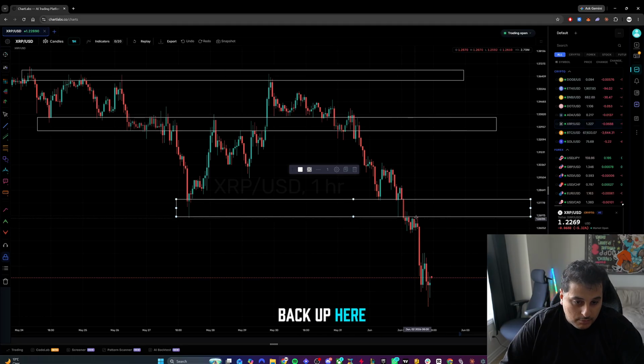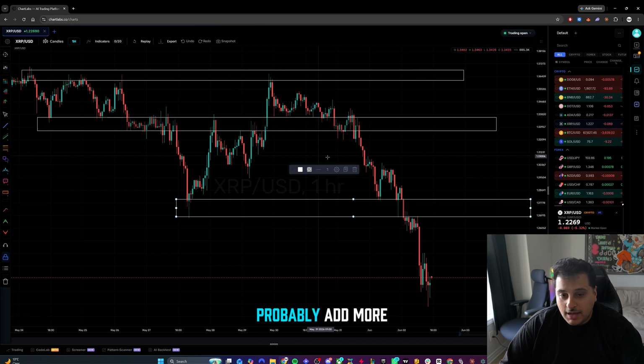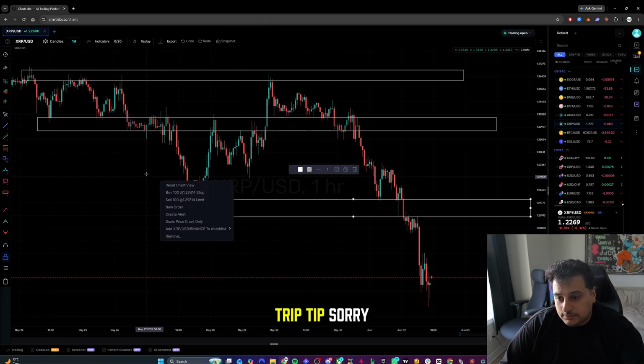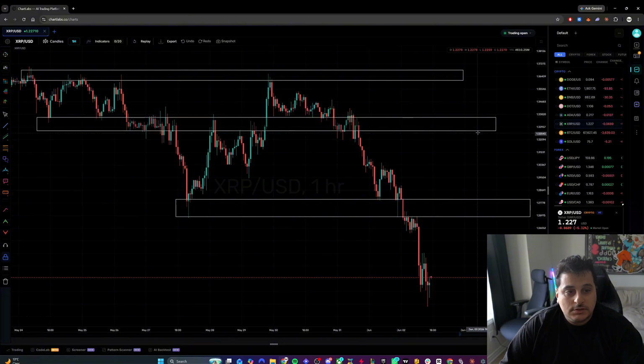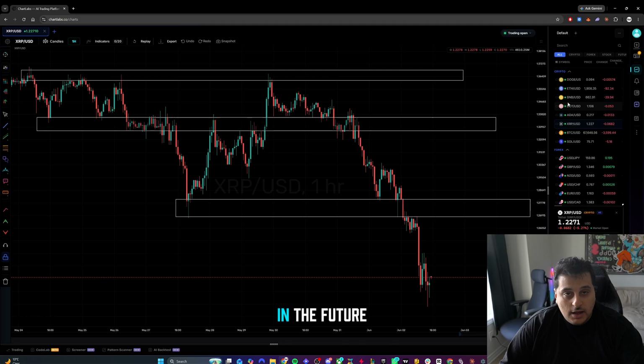Tried to go back up here. It couldn't do it. Then just eventually caved down. And we can probably add more, but this is enough. Now, one cool tip that I can give you here is if you're on ChartLabs and you're looking at cryptocurrencies currently, in the future, you can probably do this also with other Forex or stocks, but for now, just crypto.